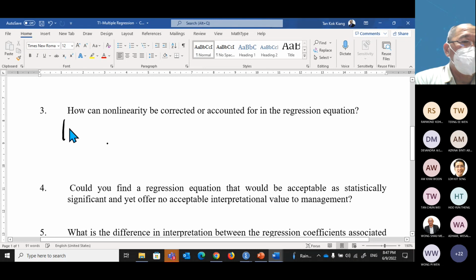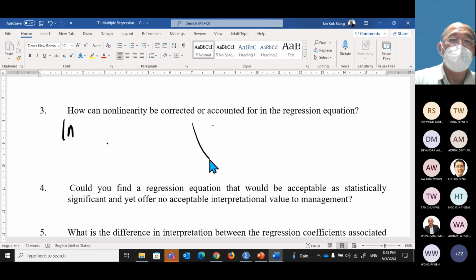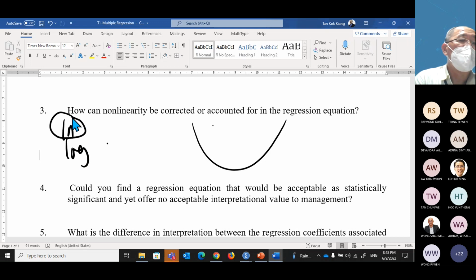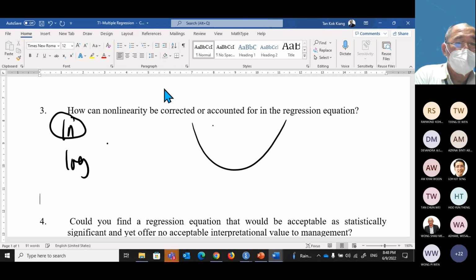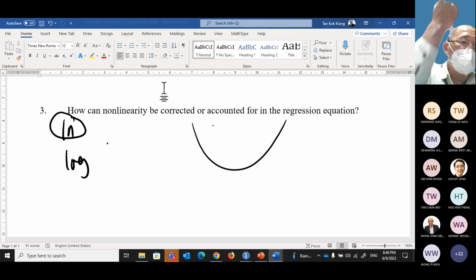First one, you can take log of the data to make it linear. Let's say the data is not linear, you take log, maybe it becomes linear. You can try log-log or other log forms. We prefer this because it will be easier to interpret.